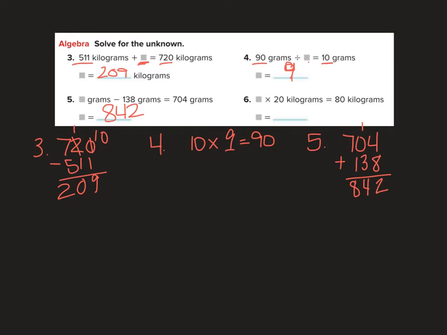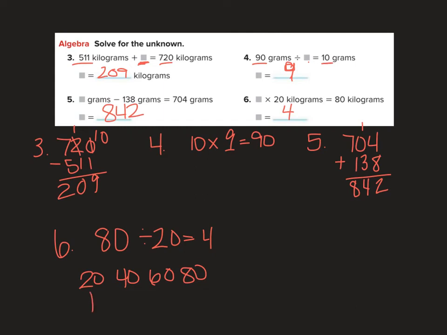Okay, let's keep going. So for number 6, it says something times 20 equals 80. So I like to think of that inversely, and I like to say, okay, 80 divided by 20. How many 20s are going to go into 80? 20, 40, 60, 80, it'll be 4. So 4 times 20 then is 80. Another way I could have done it is 20, 40, 60, 80. So 20 times what gets me to 80? 1, 2, 3, 4. Okay.